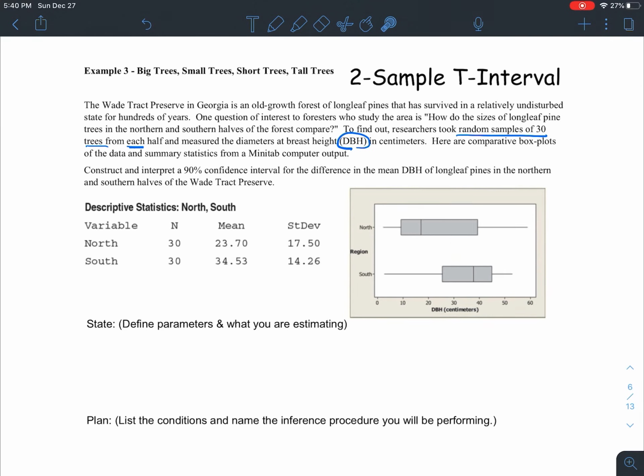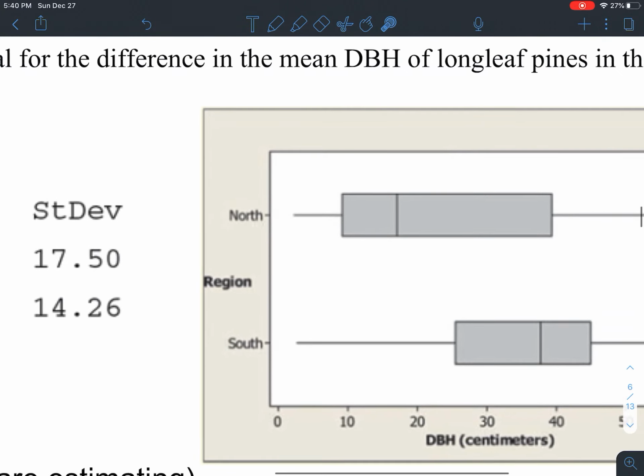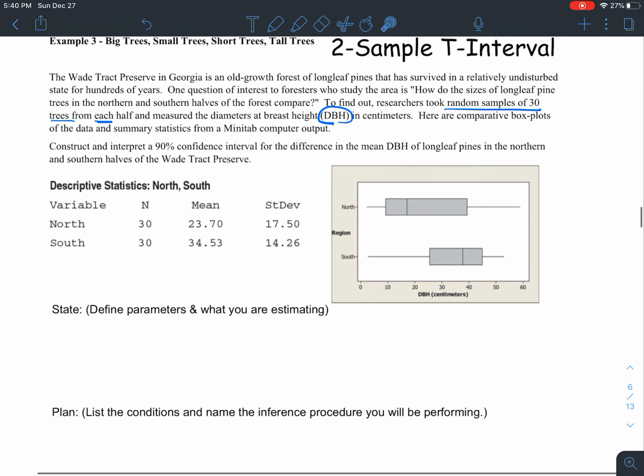Here are comparative box plots. You can see this top one here is for the northern, and the bottom one here is for the 30 trees in the sample from the southern. And there are some summary statistics down here showing you sample size, mean, and standard deviation. The question is, construct and interpret a 90% confidence interval, but look at what it says, for the difference in the mean diameter at breast height of longleaf pines in the northern and southern halves of this Wade Tract Preserve.